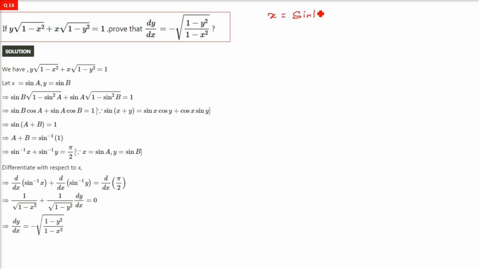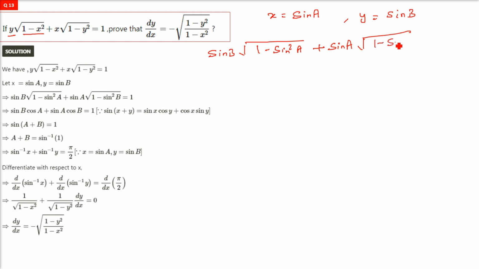Why? Because it is under root 1 minus x square. Similarly, we will put y as sine B. What is the benefit? When we put y as sine B, the sine B under root 1 minus x square, that is 1 minus sine square A. And here we will have plus x is sine A under root 1 minus y square, that is sine square B. So this is equal to 1.